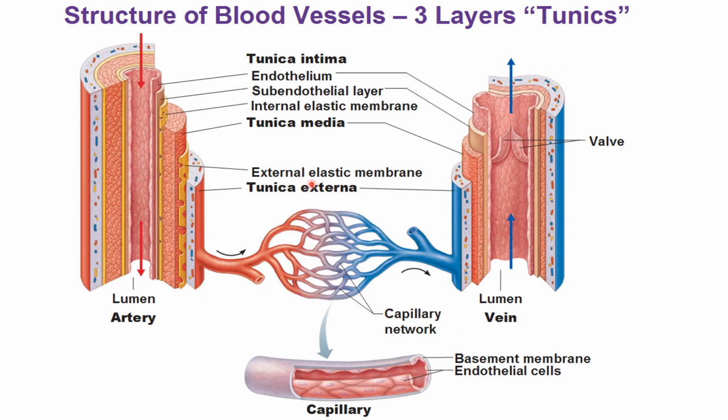Then we have external elastic membrane again, which is there within an artery and it is not found within the vein. Then outermost we have the tunica externa, which is this layer here and this layer for this vein. Here we have the capillary network and the lumens for the vein. It has the valves to prevent the backflow of blood, while in an artery they are not there. There is this enlargement capillary which has basement membrane, and inside it has the cells, the endothelial cells.